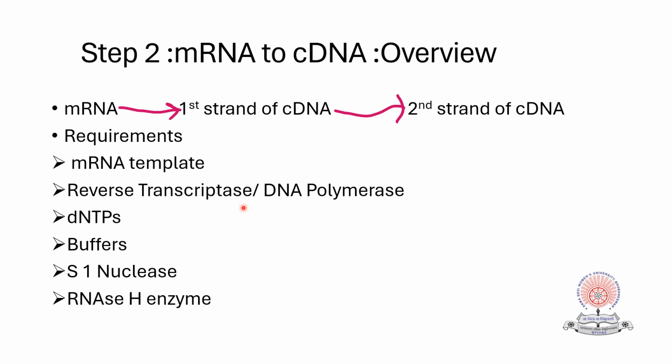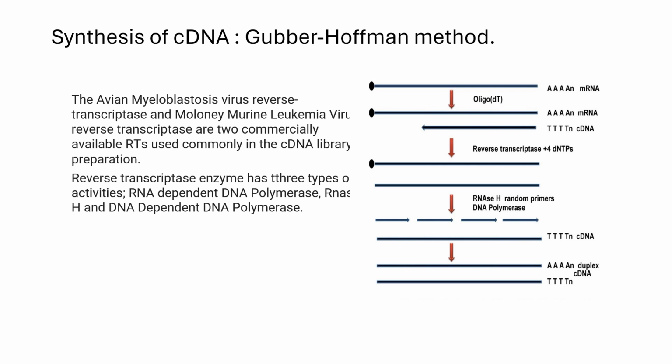Once pure mRNA is obtained, the next step is to prepare the first strand of cDNA, followed by the synthesis of the double-stranded cDNA. The requirements are the mRNA template, the enzyme reverse transcriptase, and in some cases DNA polymerase, then dNTPs, buffers, S1 nuclease, and RNase H enzyme. There are different methods of the synthesis of the cDNA.